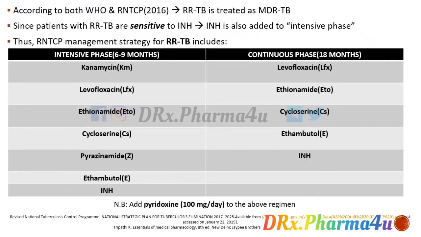In that we have an intensive phase of 6 to 9 months and a continuation phase of 18 months. We use kanamycin, levofloxacin, ethionamide, cycloserine, pyrazinamide, ethambutol, and isoniazid. So we have 7 drugs in the intensive phase, and in the continuation phase, we use levofloxacin, ethionamide, cycloserine, ethambutol, and isoniazid. Again, pyridoxine should be given with the above regimen.